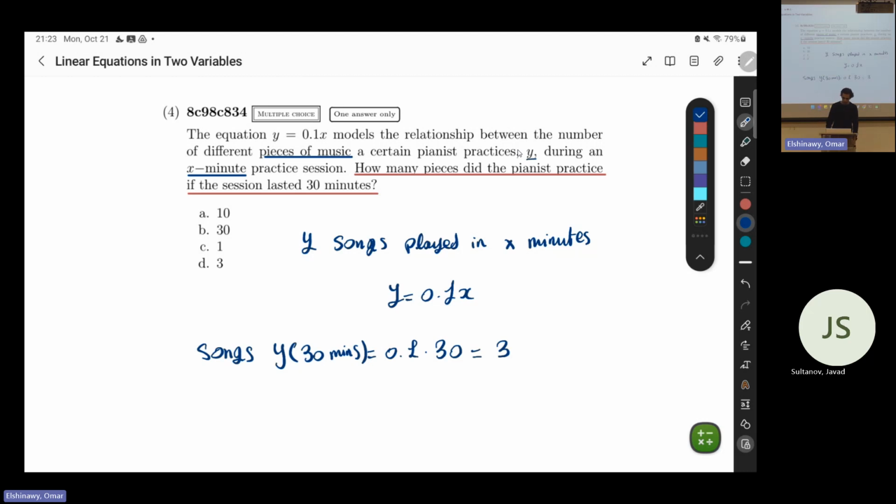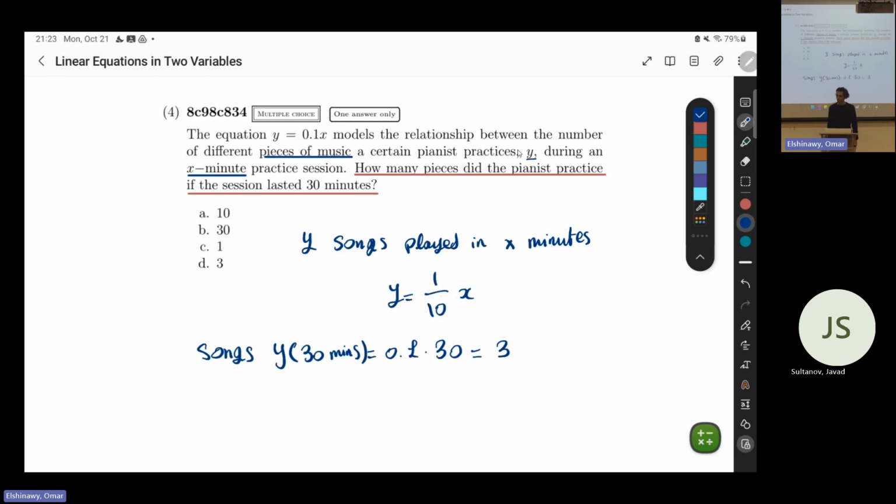So basically what it's saying is it takes 10 minutes to make one song. So in 1 minute, he makes 1/10 of a song, which doesn't really make sense because there's no such thing as a 1/10 of a song. But if you want to continuously find this function, then this is what we will do. So it's the ratio. It's one song for each 10 minutes.